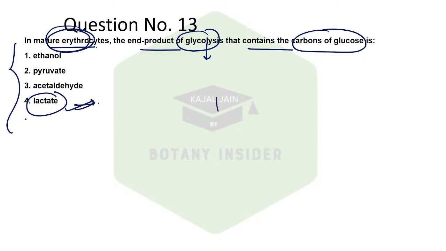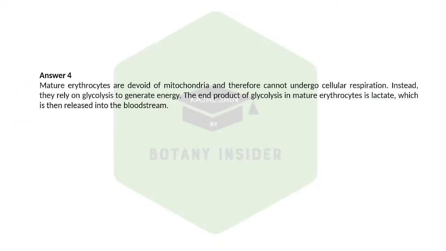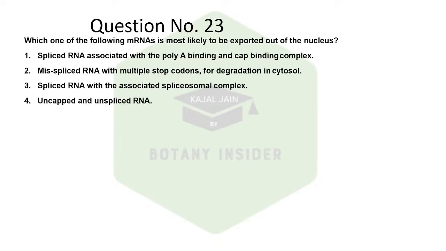So, if you have read about the RBC, erythrocytes, you can easily reach the answer. And the answer is lactate. Right? Keep a note of this. Mature erythrocytes are devoid of mitochondria, and that's why they cannot undergo cellular respiration. So they completely rely upon glycolysis. The end product is lactate, which is then released into the bloodstream. Keep a note of this.